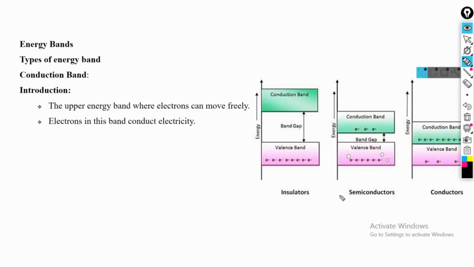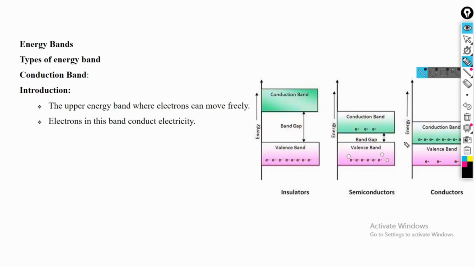On the other hand, we have the semiconductor, which is present between the insulator and the conductor, and its band gap will be in between the band gap of the insulator and the conductor. The band gap of the insulator is about 15 electron volts, and for the conductor it is very small, negligible. The band gap of the semiconductor is between the insulator and the conductor.